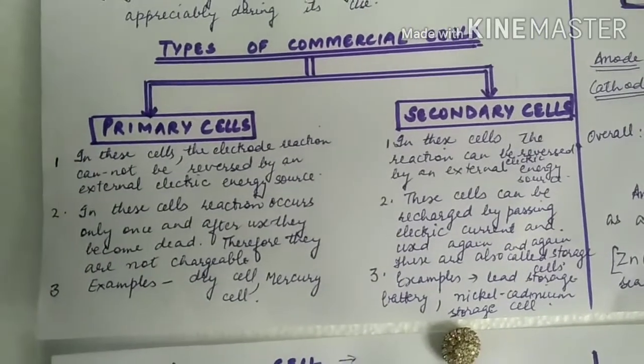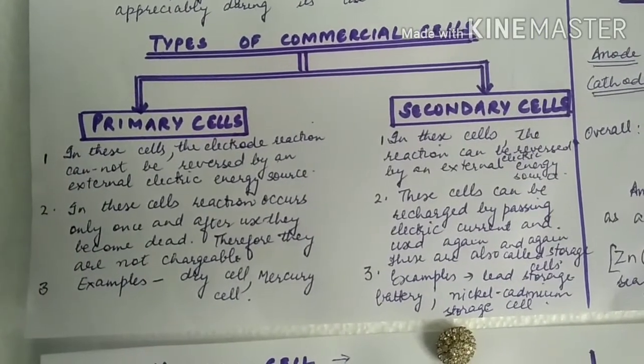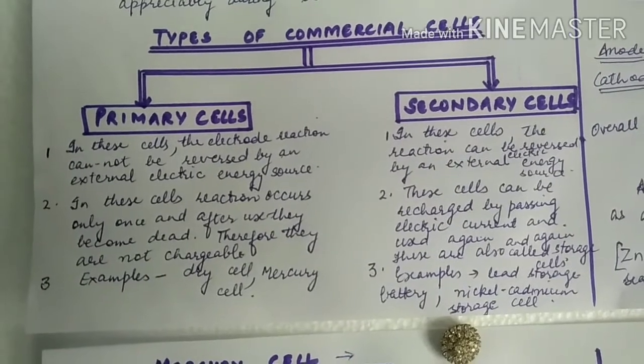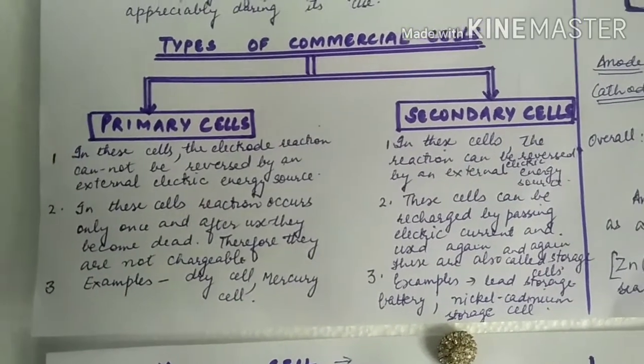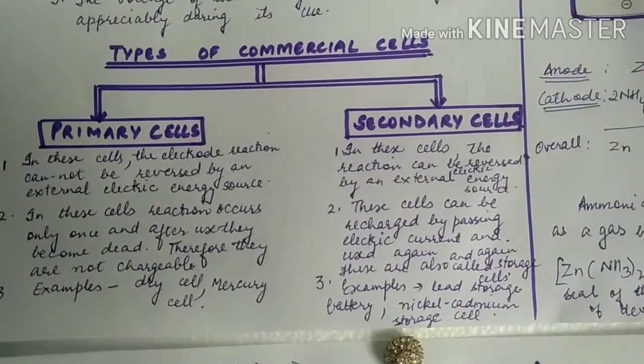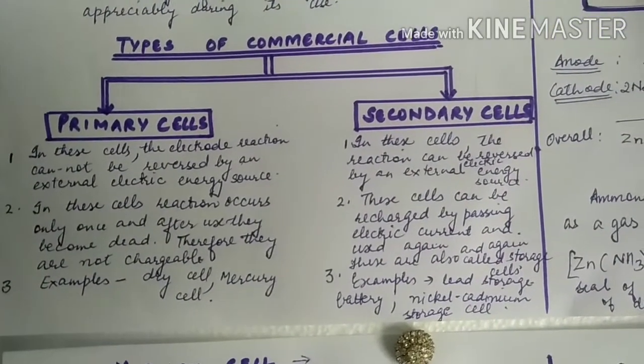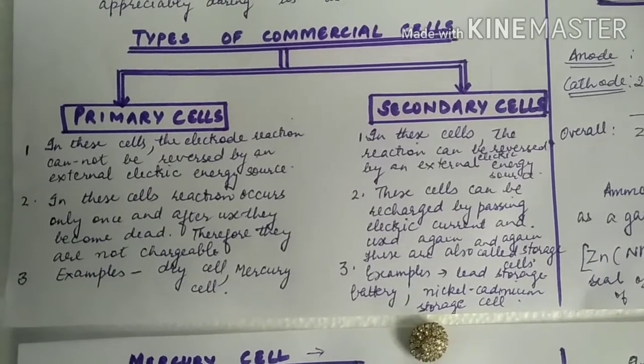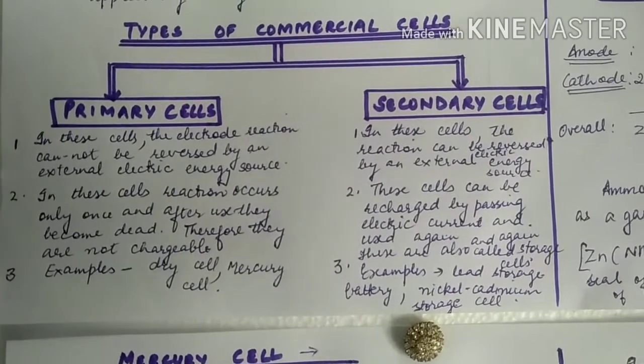In primary cells, the reaction occurs only once, and after use they become dead, so they are not chargeable, so they can be used only one time. Whereas secondary cells can be recharged by passing electric current and used again and again. So these are also called storage cells.